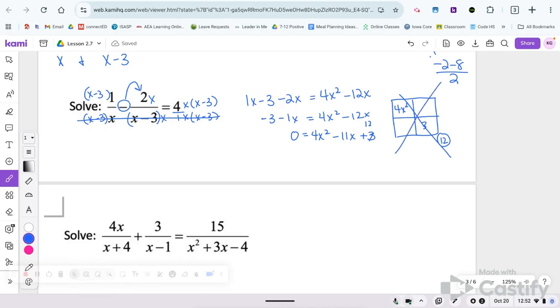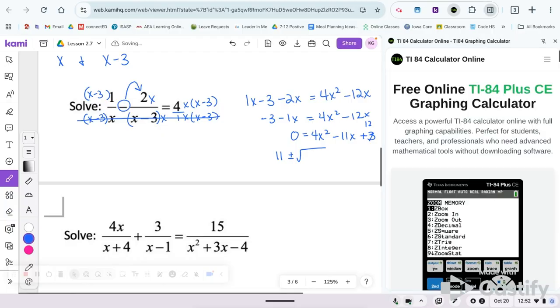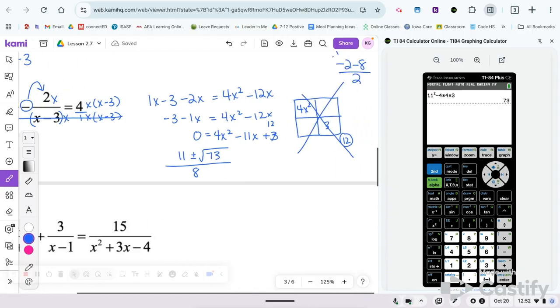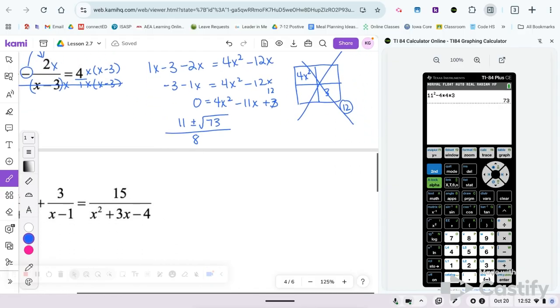Cannot window method it. So 11 plus or minus the square root of 11 squared minus 4 times 3 is 73, which is why we couldn't window method it, all over 2 times 4, which is 8. And I'm not sure on this one if we're supposed to be giving decimals or not, so I'm going to go ahead and leave it like that, but also give a decimal.